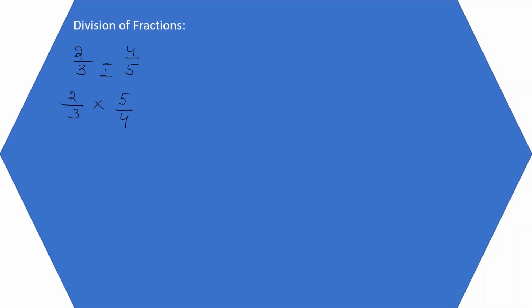Why? Because here we are changing division into multiplication, right? So in place of division, write multiplication and in the second fraction, write the inverse of the fraction. Now do the actual multiplication. Multiply numerators and multiply denominators. 2 5s are 10, 3 4s are 12. We can cancel with the 2 table. 2 5s are 10, 2 6s are 12. 5 by 6 is the answer.